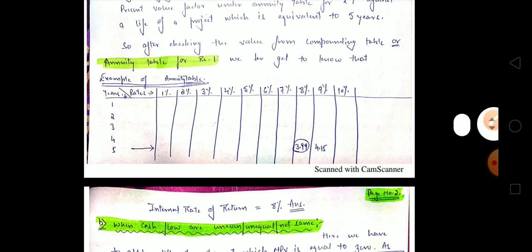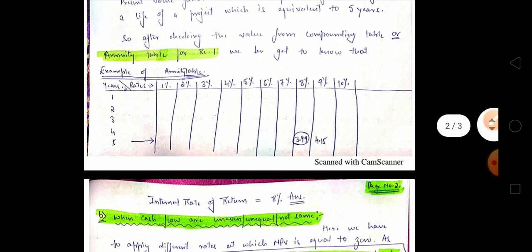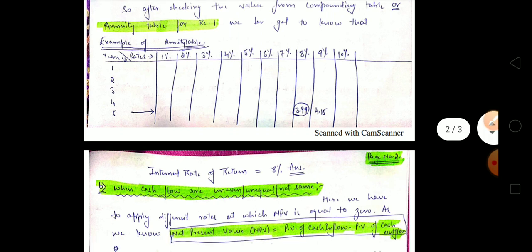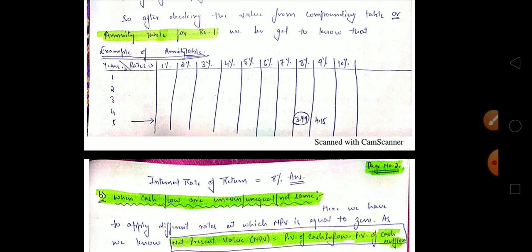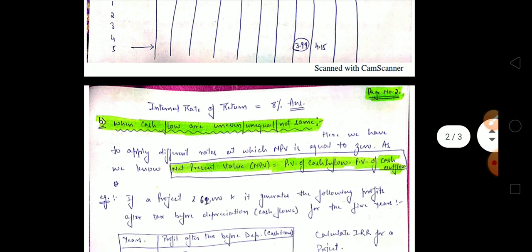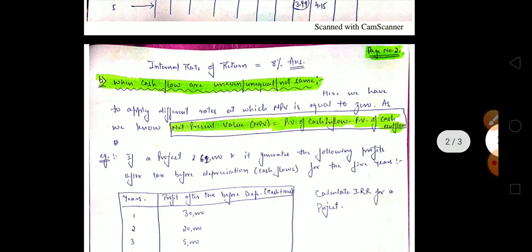So this is an example of an annuity table, meaning how an annuity table looks. On the left-hand side, years are given. On the top of the table you may see the rates. If we check the annuity table against 5 years, looking for 4 in the present value factor table, it is 3.99 at 8% and 4.15 at 9%. So we can pick 3.99 as the value. So internal rate of return is equal to 8%.